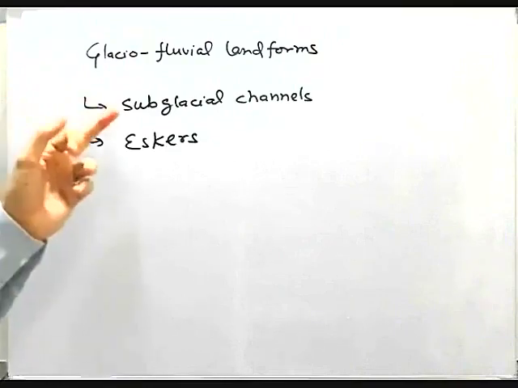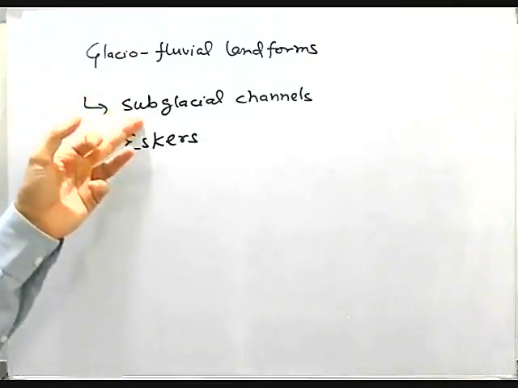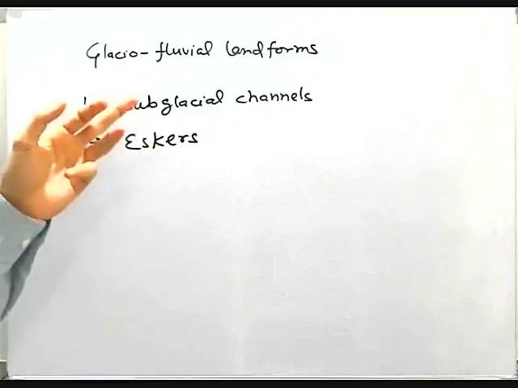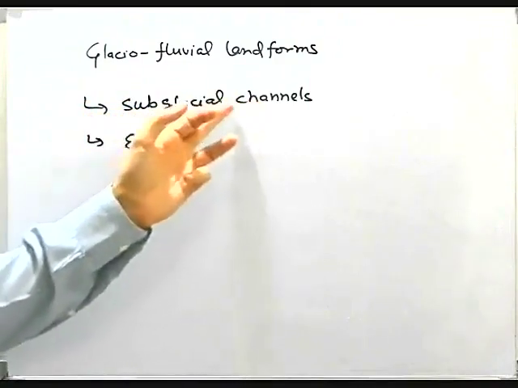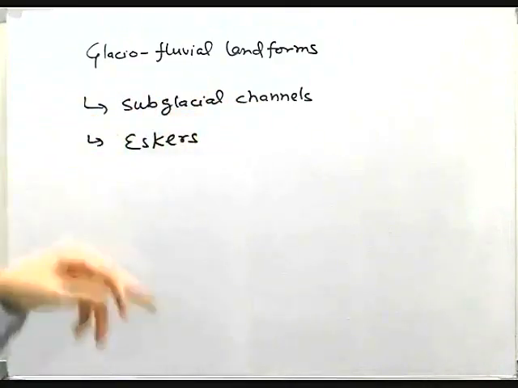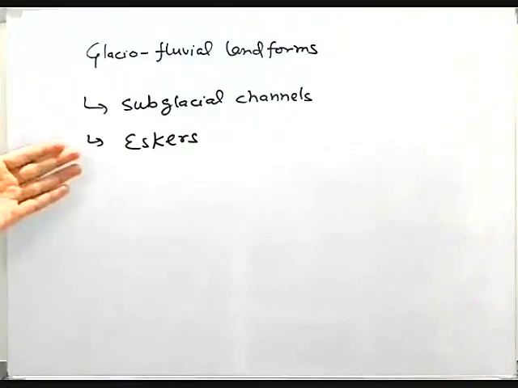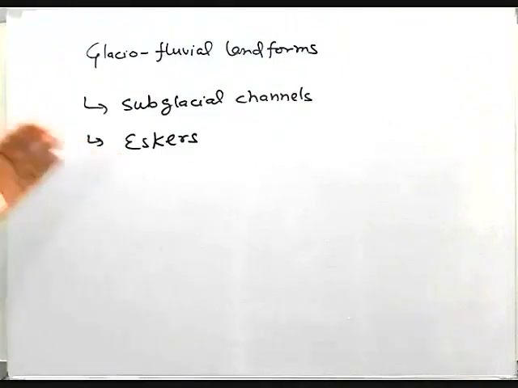Means the substrate of the glacier, beneath the glacier, that may be glacial sediments or that may be bedrock. So subglacial channels are carved in that bedrock or in that glacial sediment, and these channels may be filled with silt, clay or gravel or even peat in the subglacial environment close to the glacial snout.